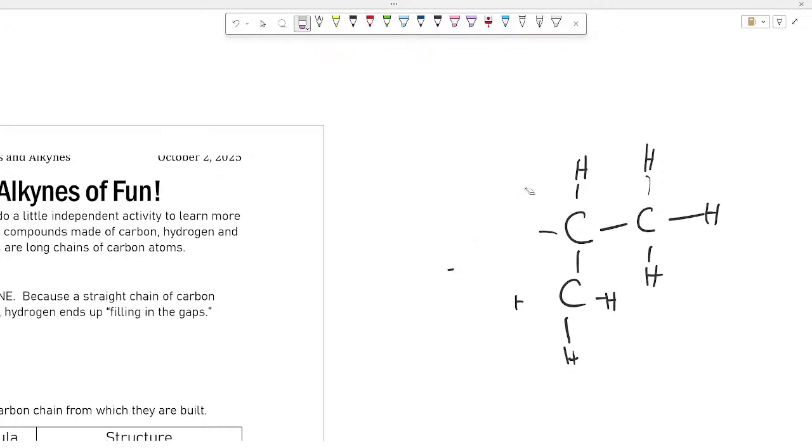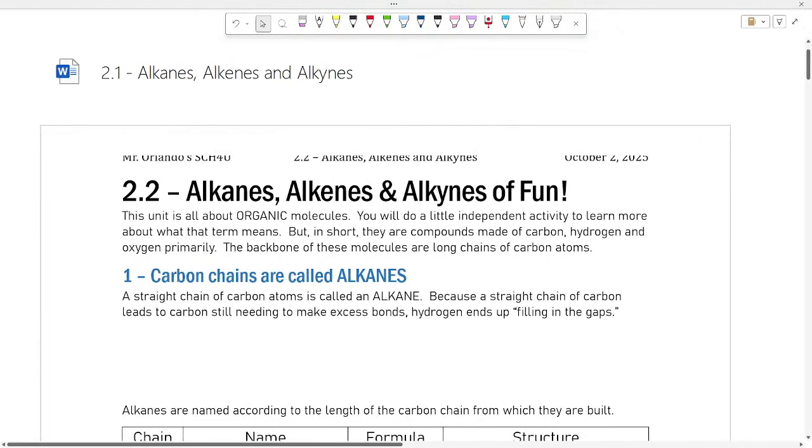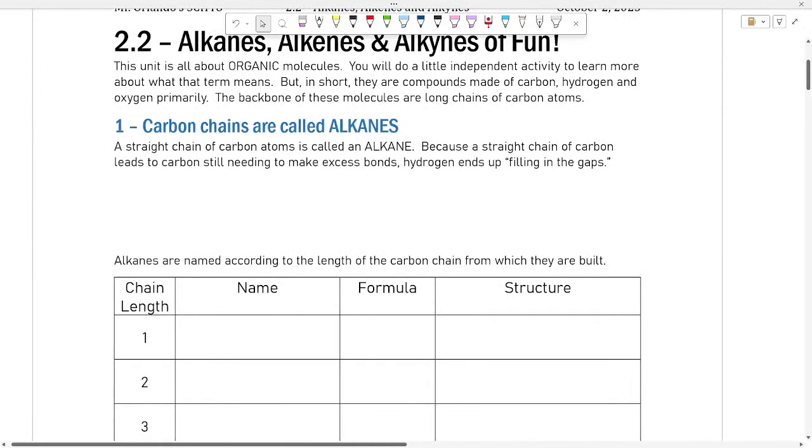So, with that in mind, that is the basis of organic chemistry. We're going to start building big, complicated things, but we're going to do it by putting carbons together to make them bigger, and by putting hydrogens on those carbons to stop them from spreading out in every which way.